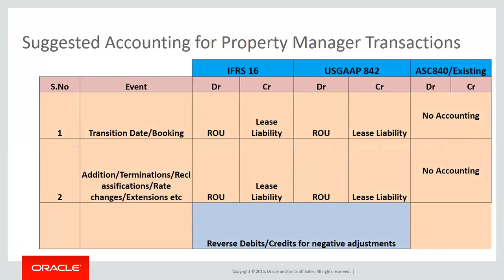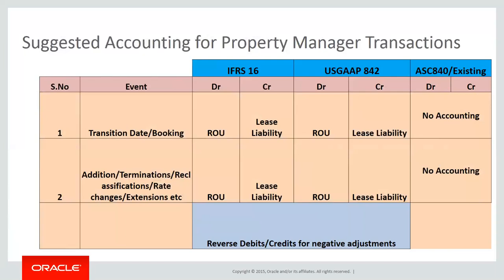This is Oracle's suggested accounting. For the transition date booking event, the lease liability should get credited, and the accounting for this remains the same across IFRS or US GAAP representations, with no capitalization. Whenever there is any kind of change on the lease, your standard ROU and lease liability go up, or if the amounts are going down, we show them as negative amounts. So the SLA account, whenever there is a negative amount, so 1,000.